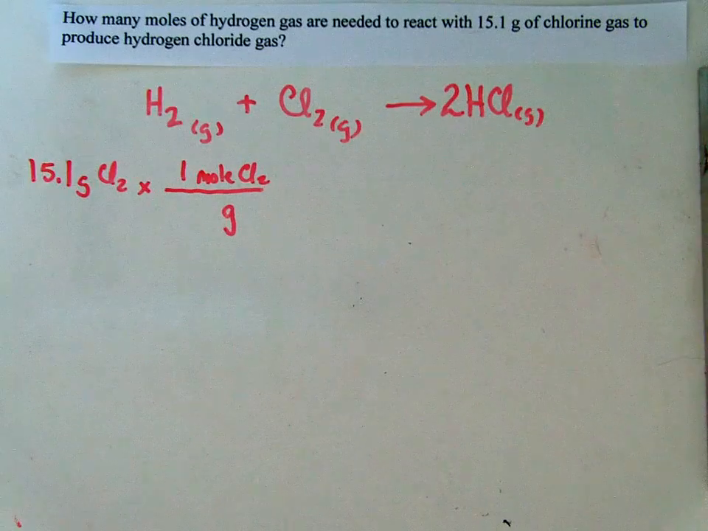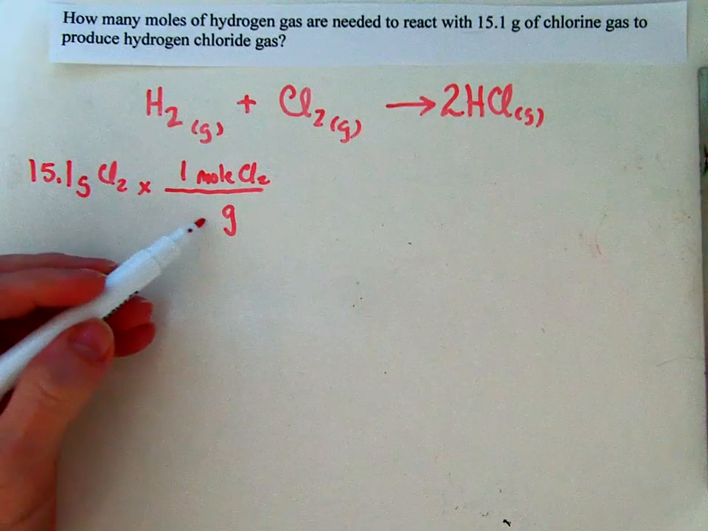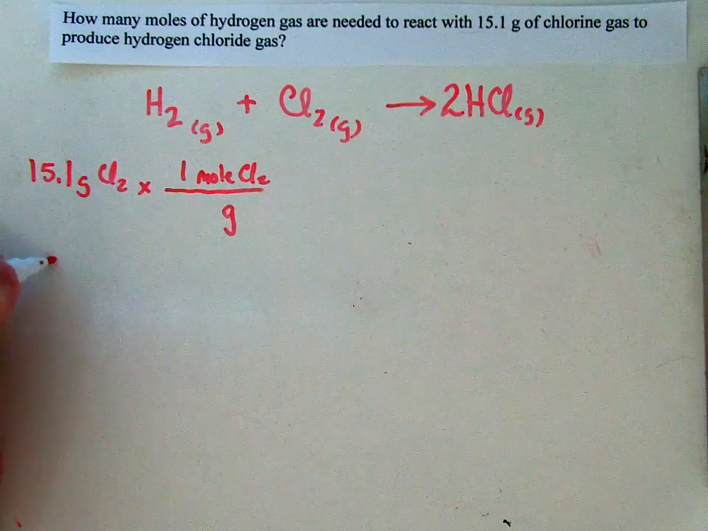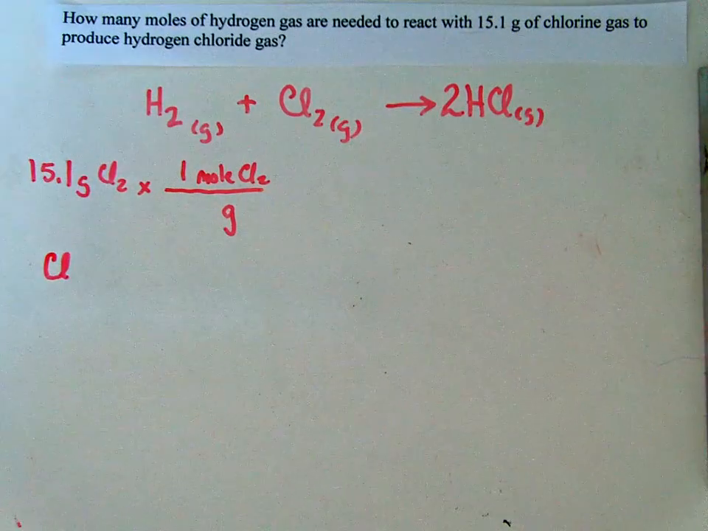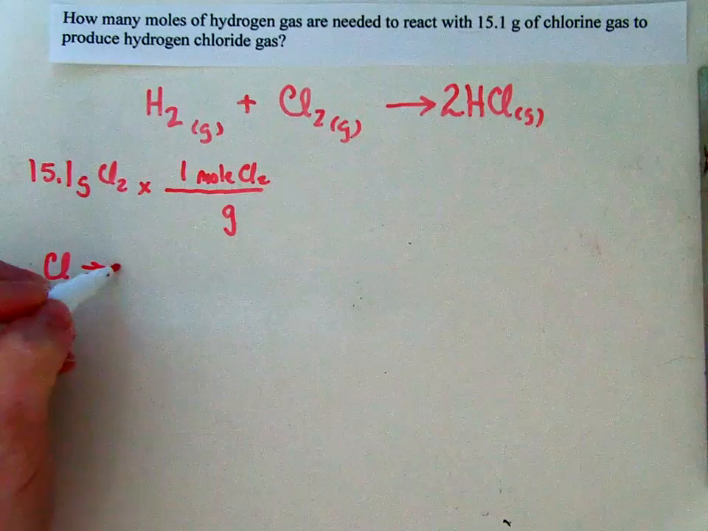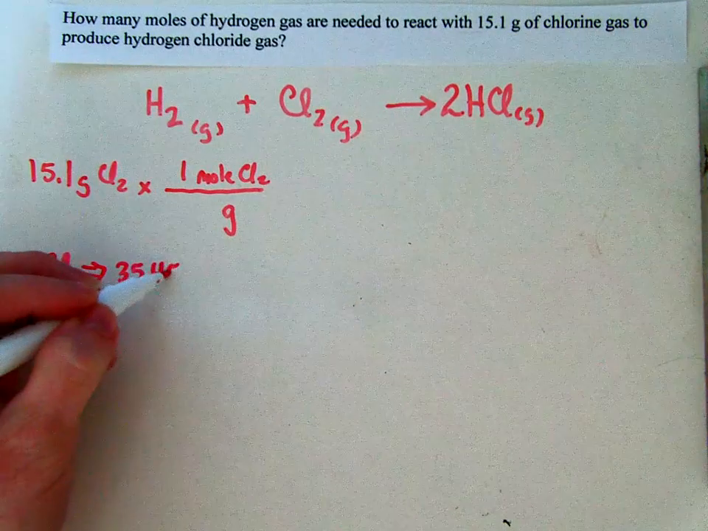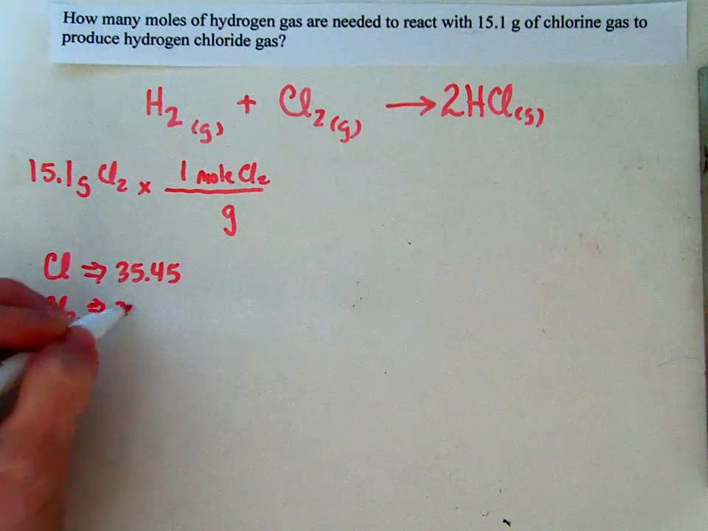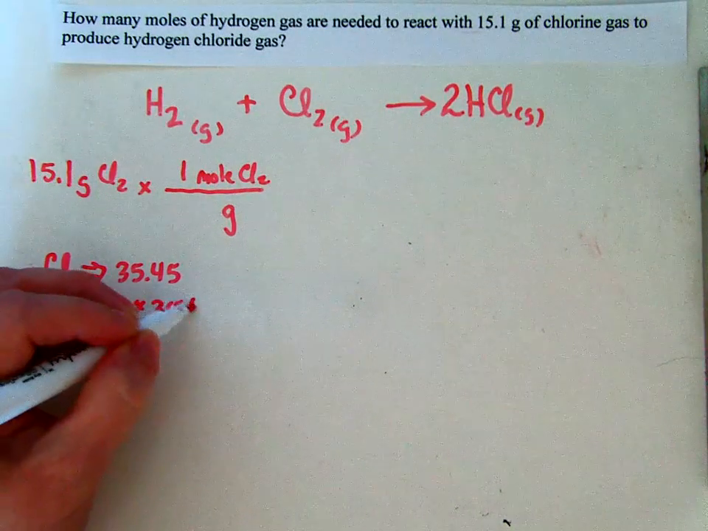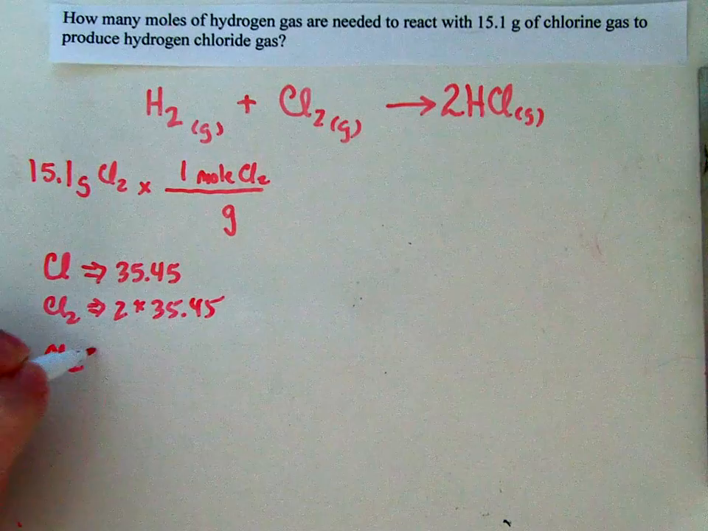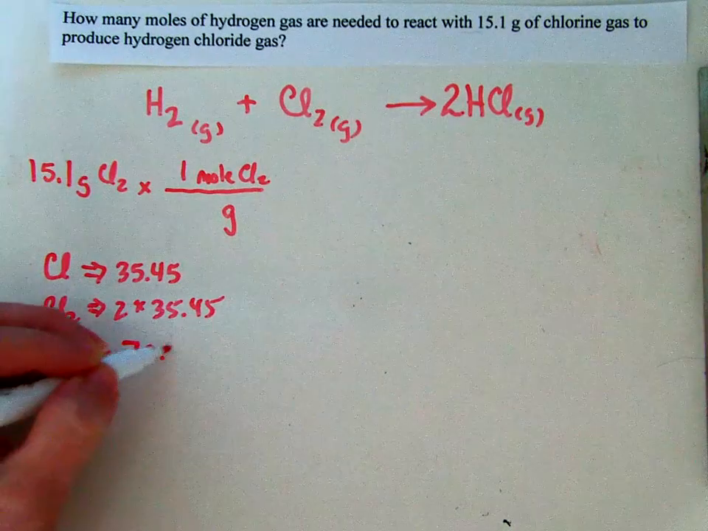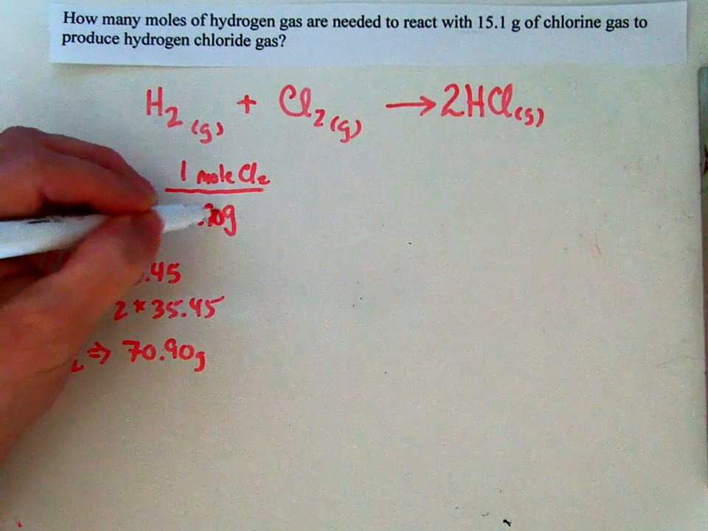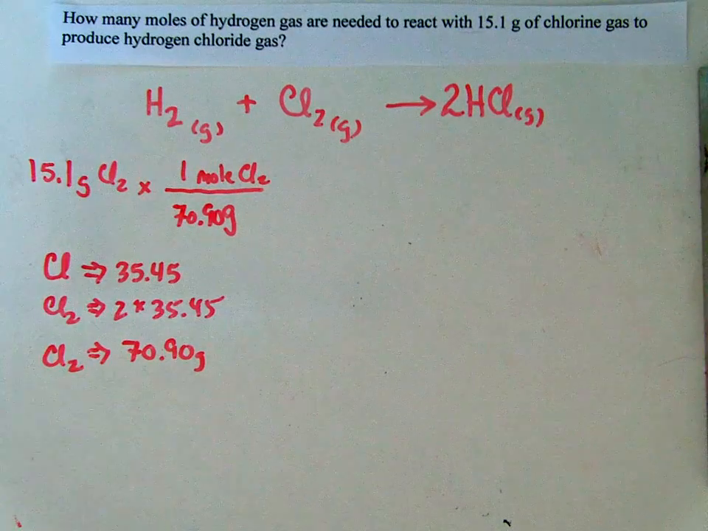Now we need to go look at the periodic table and figure out how many grams are there in 1 mole of Cl2. And if you look up chlorine on the periodic table on the inside cover of your textbook, you'll see chlorine has a molar mass of 35.45. Okay, so Cl2 is going to be 2 times that, 2 times 35.45. So Cl2 is going to have a molar mass of 70.90 grams. Okay, so we did that last semester. So we're going to put 70.90 grams down here.